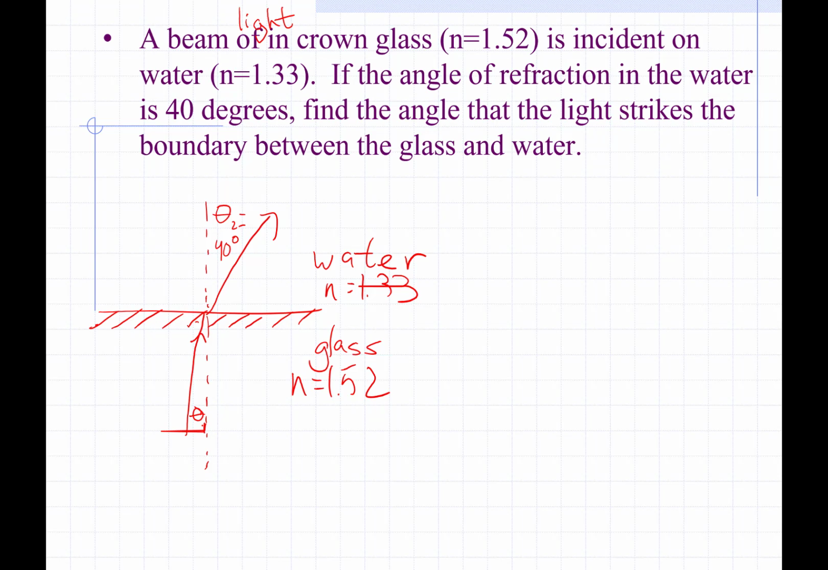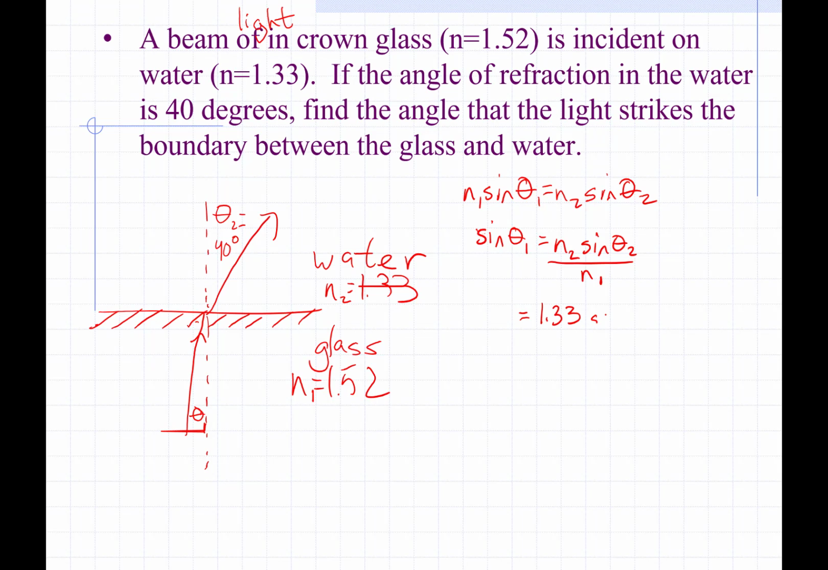And I'm just going to use Snell's law to solve it. n1 sine theta 1 equals n2 sine theta 2. I'm solving for theta 1, so I'm going to divide both sides by n1. I get sine of theta 1 equals n2 sine theta 2 over n1. Now I'm just going to plug in my numbers. n2 is, well, I said water was theta 2, so that's also going to be n2. Let me label it on here.